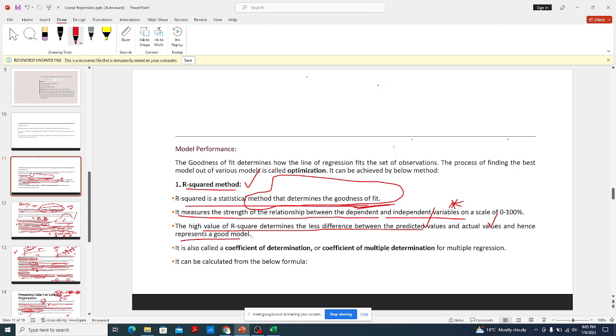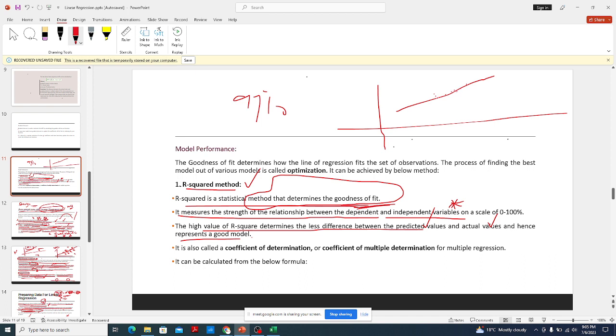Very correct. For example, when we have an r squared which is high, like 97%, it means most of our data points are along what?